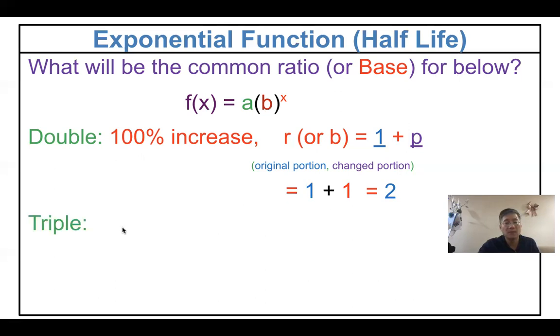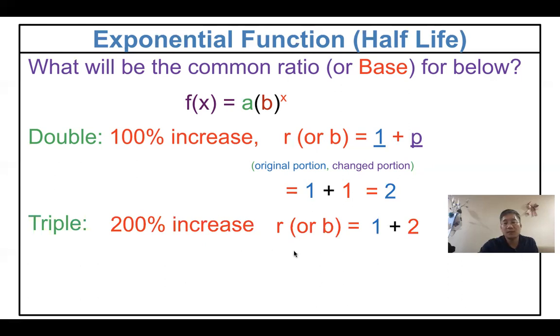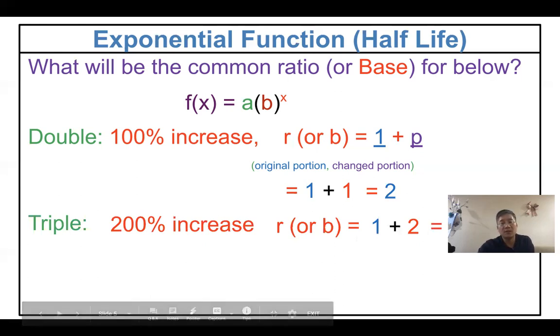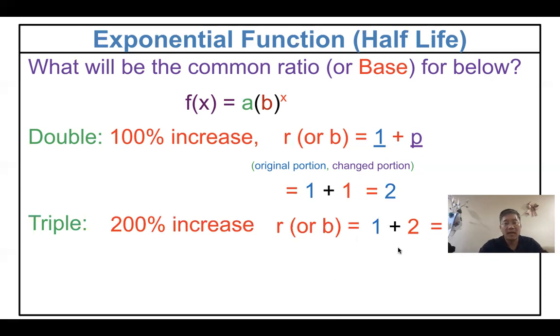Then how about triple? Triple is how many percent increase? 200% increase. Double is 100% increase, right? The triple is 200% increase. So how do you get the base? Again, base is 1 plus the percentage, but 200% is equivalent to 2, so that is 3, right? So triple is multiplying by 3 each time, right? But today we are talking about half-life.